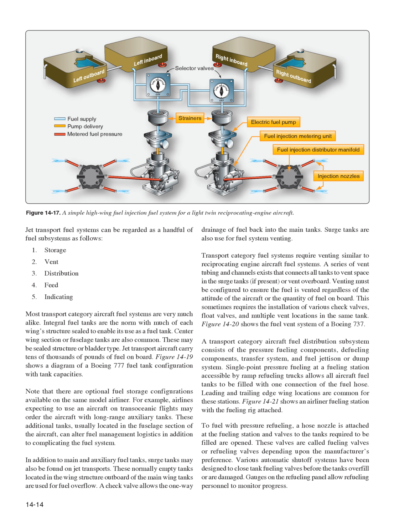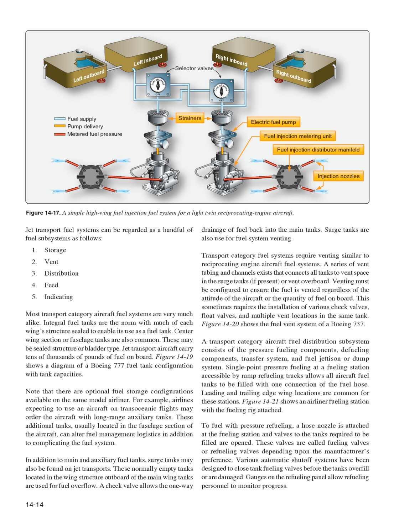Transport category fuel systems require venting similar to reciprocating engine aircraft fuel systems. A series of vent tubing and channels exists that connects all tanks to vent space in the surge tanks, if present, or vent overboard. Venting must be configured to ensure the fuel is vented regardless of the attitude of the aircraft or the quantity of fuel on board. This sometimes requires the installation of various check valves, float valves, and multiple vent locations in the same tank. Figure 14.20 shows the fuel vent system of a Boeing 737.